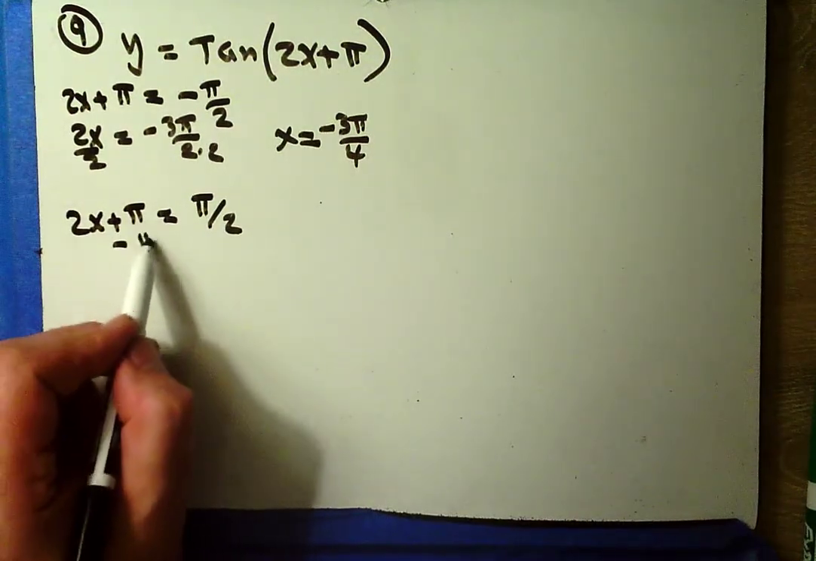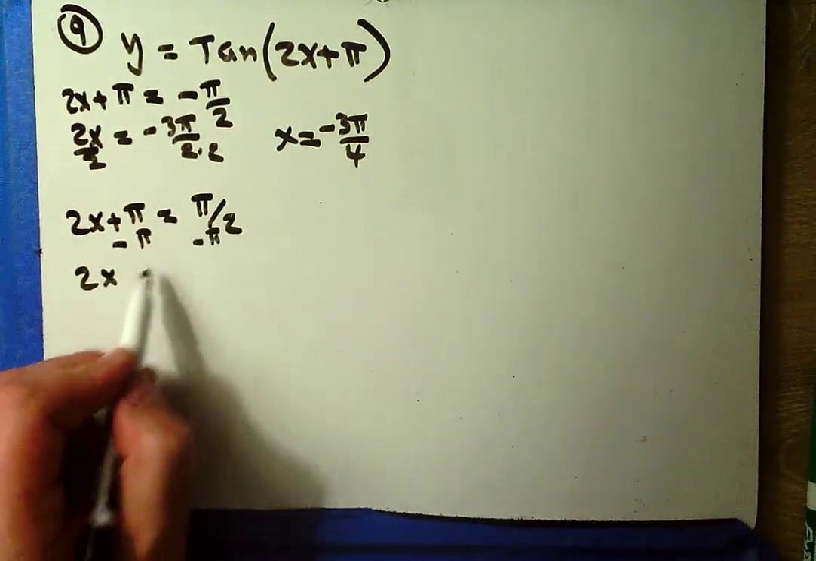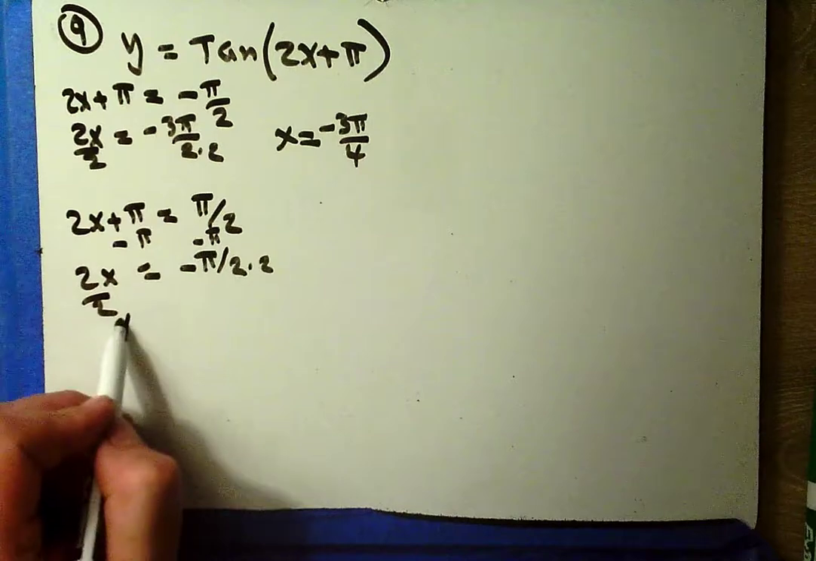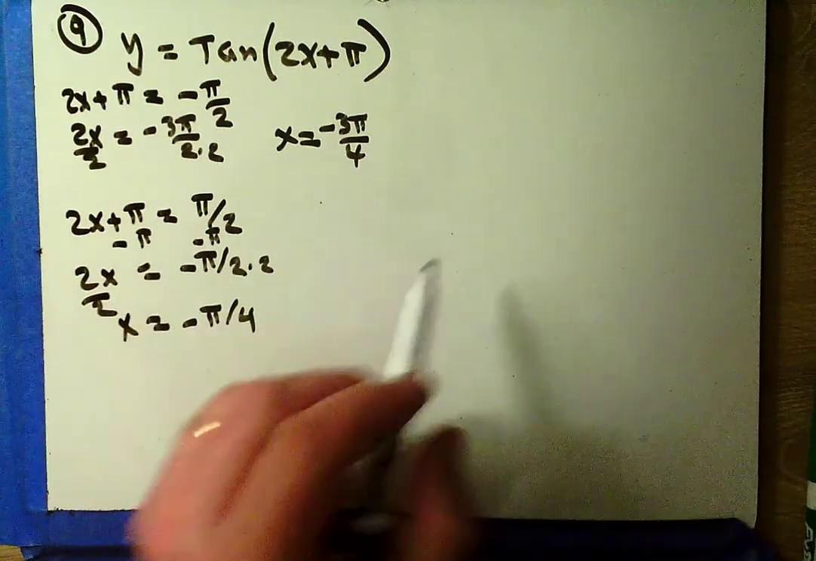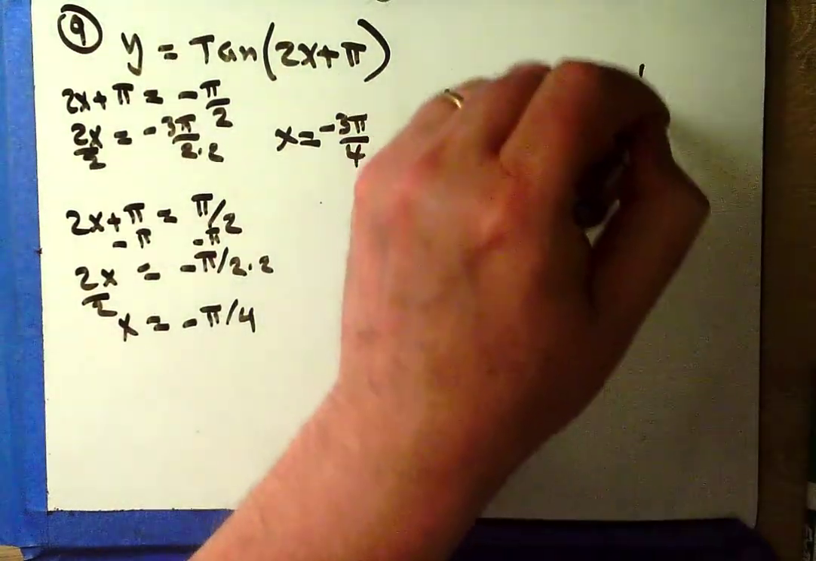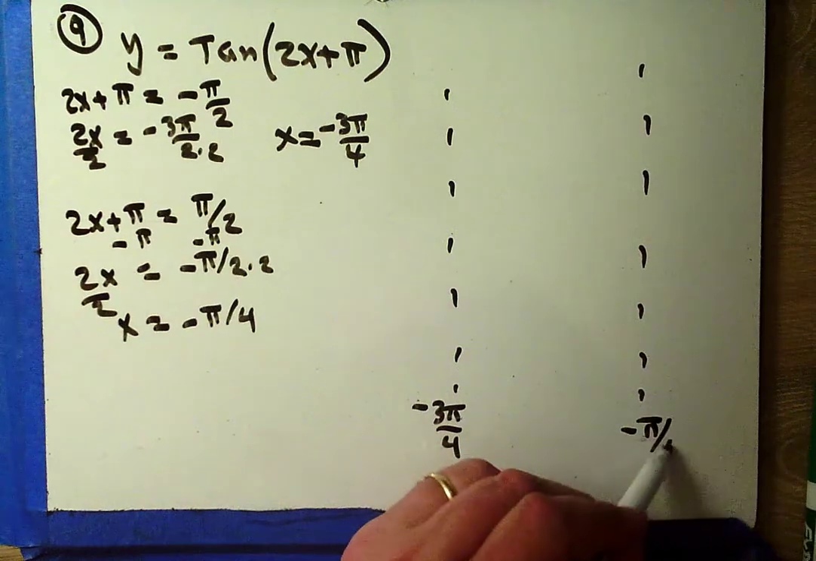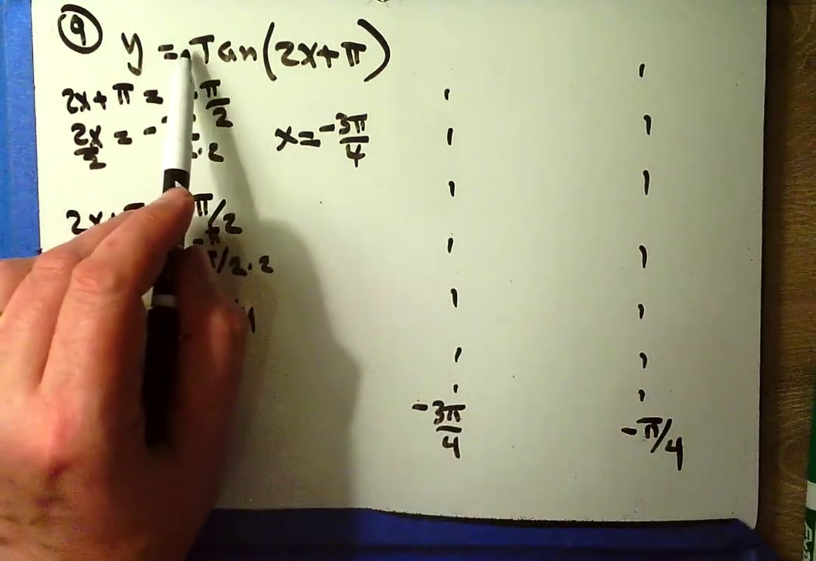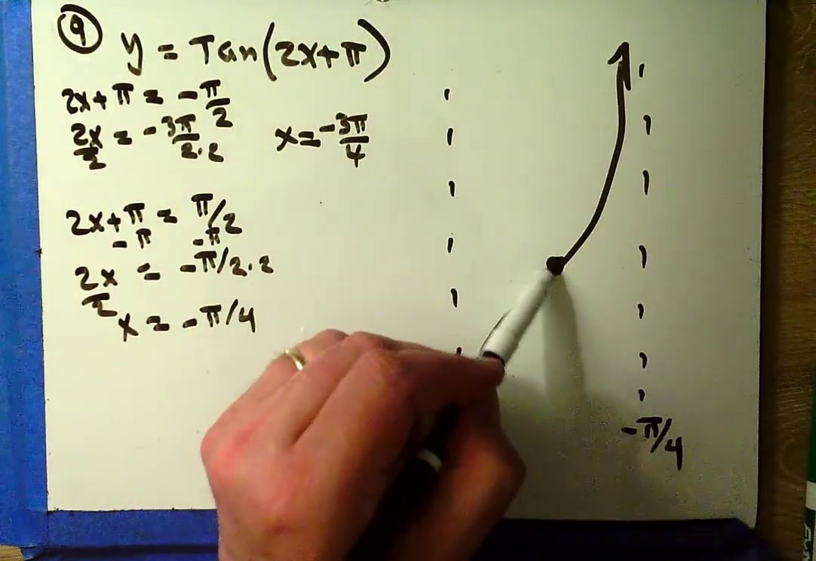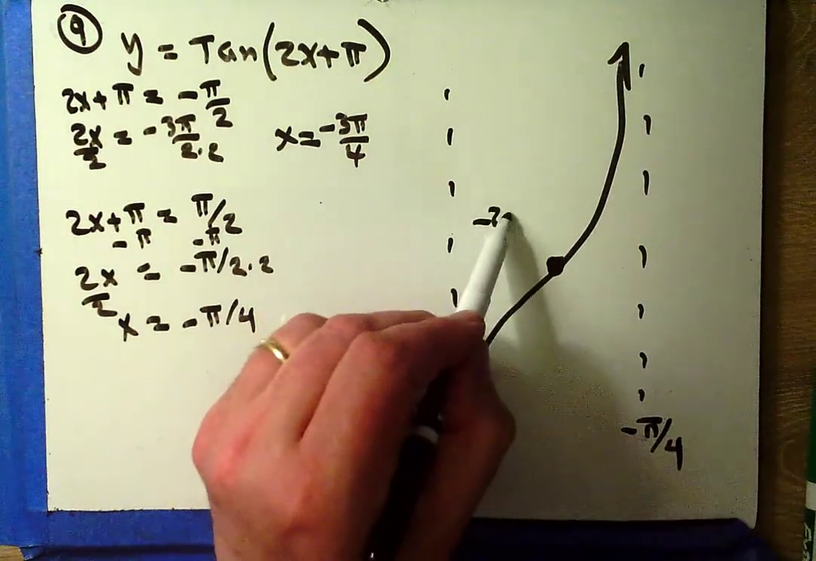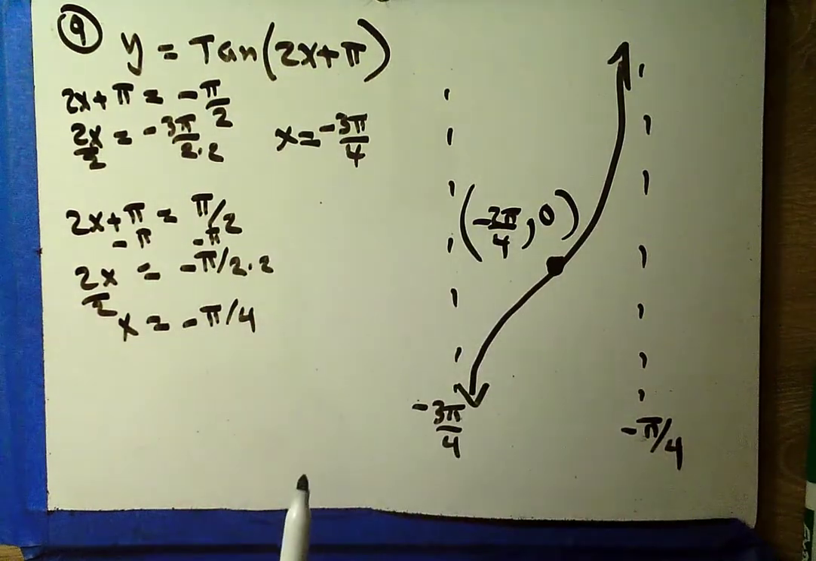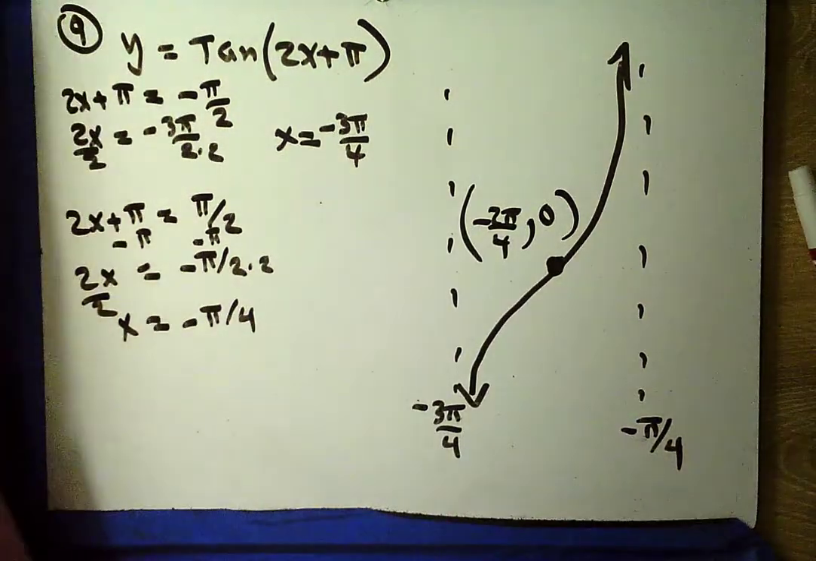And here, when I subtract pi from both sides, I'll get 2x equals negative pi over 2. And when we divide both sides by 2, we get x equals negative pi over 4. So our vertical asymptotes are negative 3 pi over 4 and negative pi over 4. It's a tangent graph and it's positive tangent, so that's my shape. And halfway in between these points is going to be negative 2 pi over 4. There's no d value, so this is 0. And that's number 9. Number 10, secant.